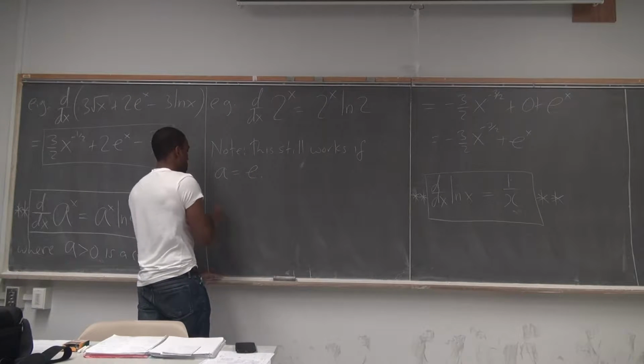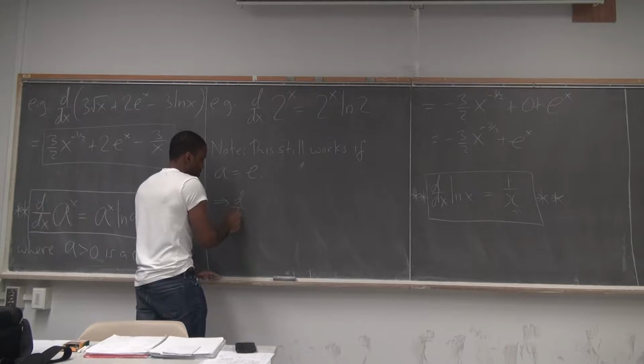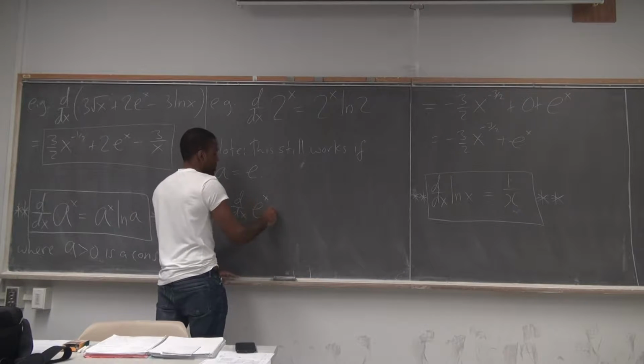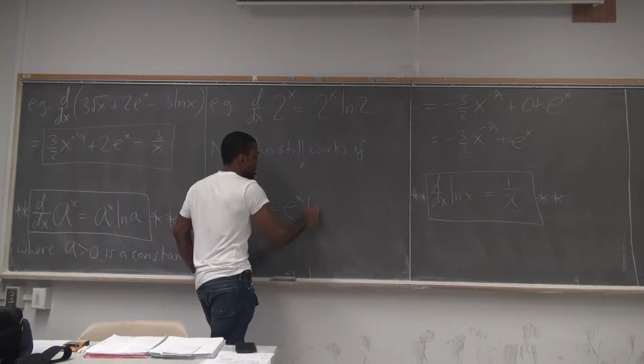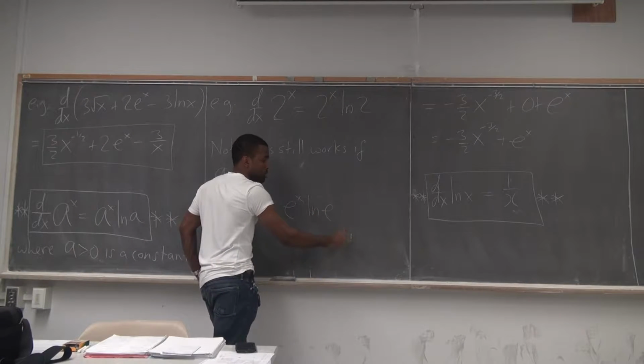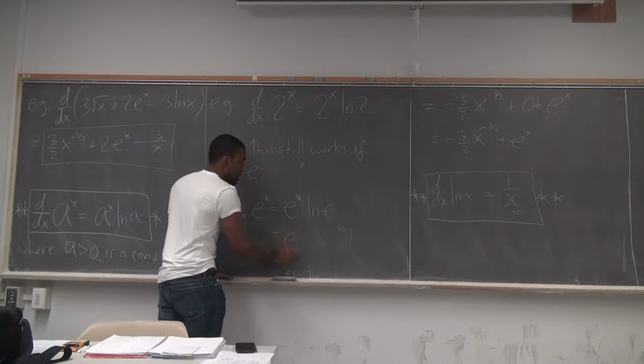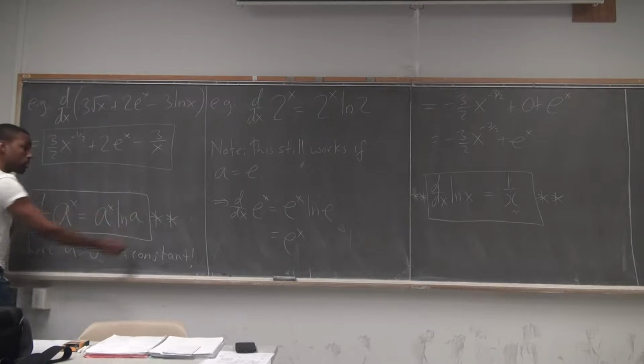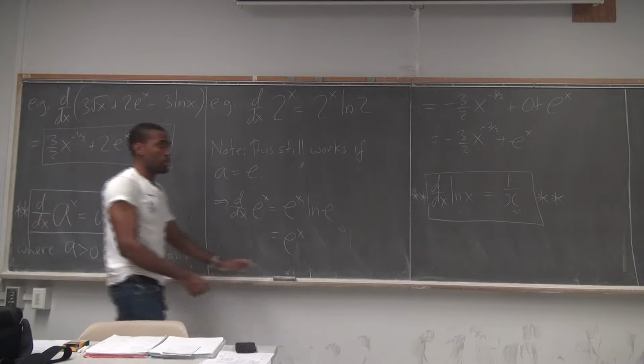If a is a number e, it still works. Right, so e to the x is just a special case. The derivative would be e to the x ln of e, but ln of e is 1. So you still get e to the x. Right, so this is a much more general formula, and it still works if your constant is the number e.